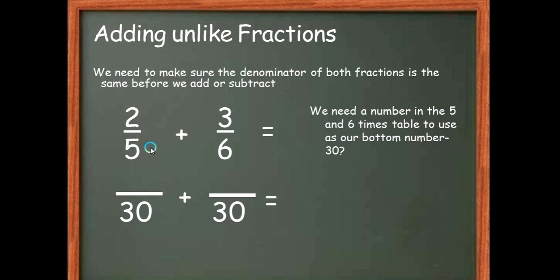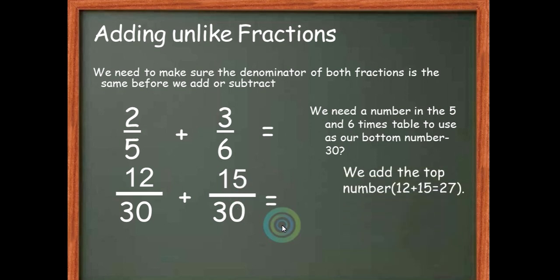We have 30. Now here we're multiplying by 6. 6 times 2 will give us 12. And 5 times 3 will give us 15. So 12 plus 15 is going to give us 27. We add the top numbers, 12 plus 15, and it will give us 27 over 30.